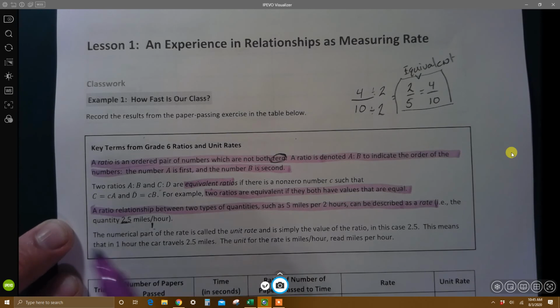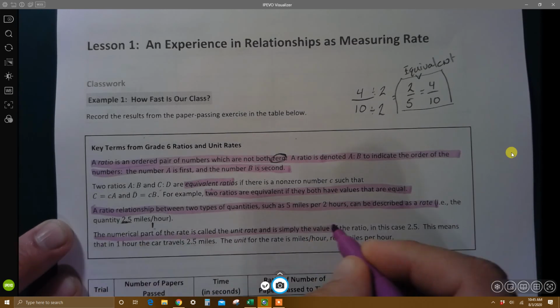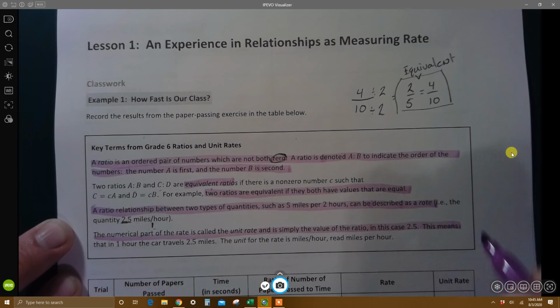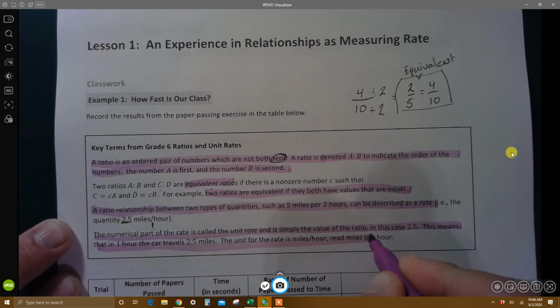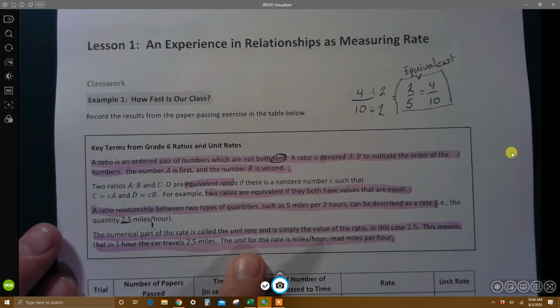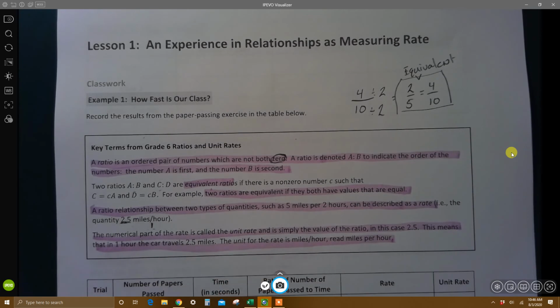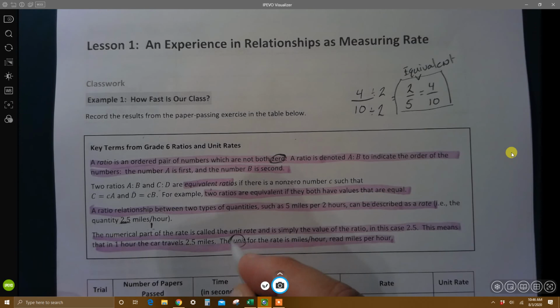So the numerical part of the ratio is called the unit rate, is simply the value of the ratio, in this case 2.5. This means that in 1 hour the car travels 2.5 miles. The unit for the rate is miles per hour. Now, I want you to remember that very important last part right there. Units are very important when working with ratios and rates and unit rates. You've got to have a unit.